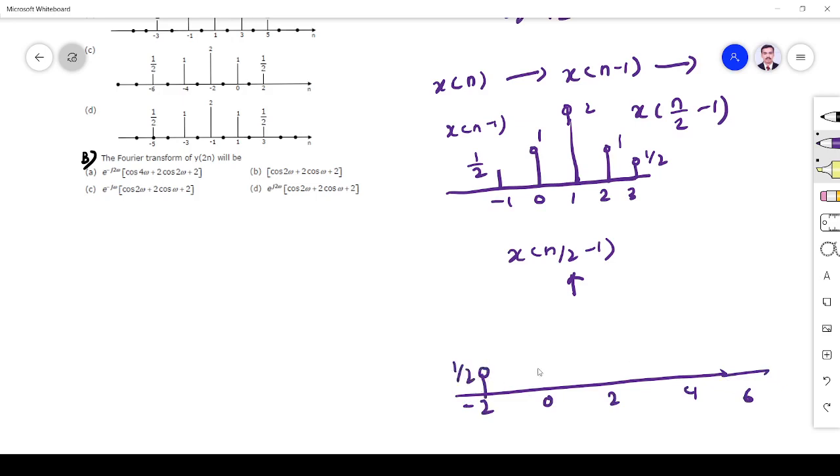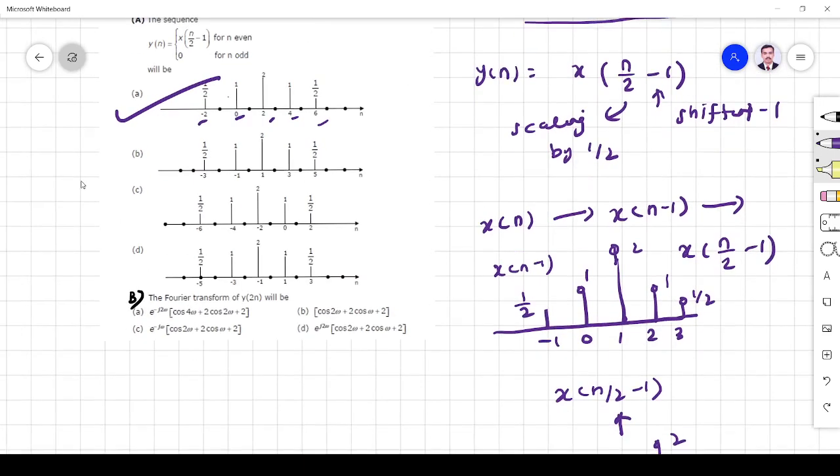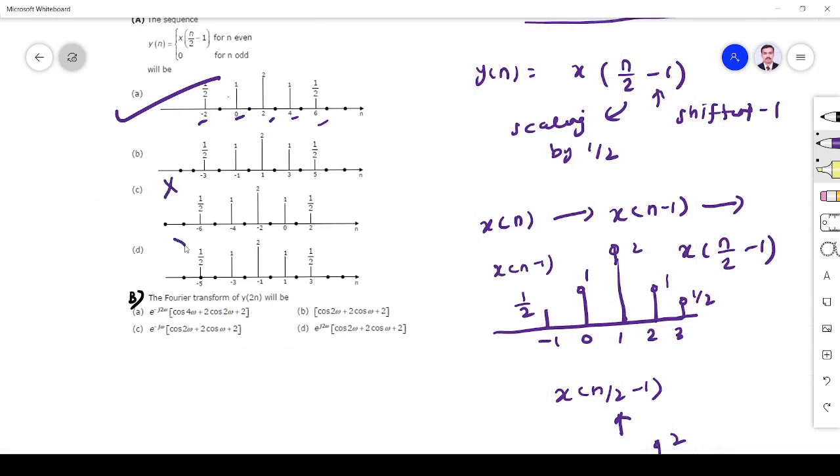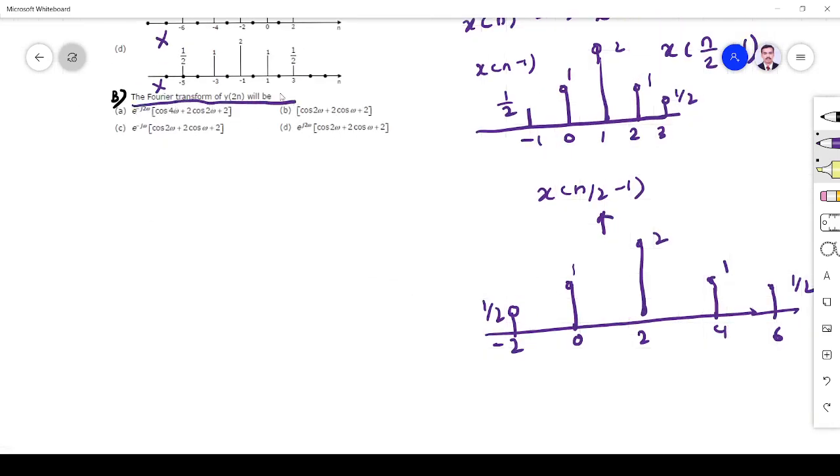So the samples are at minus 2, 0, 2, 4, 6, with values half, 1, 2, 1, half. So option A is the right answer. The others are wrong: one starts from minus 3, another from minus 6. Okay, the next question is to find the Fourier transform of y of 2n.